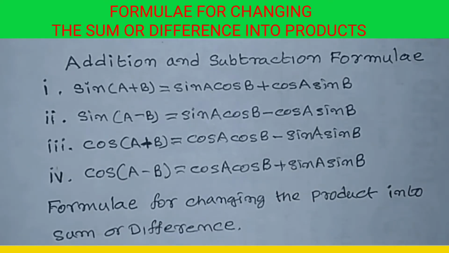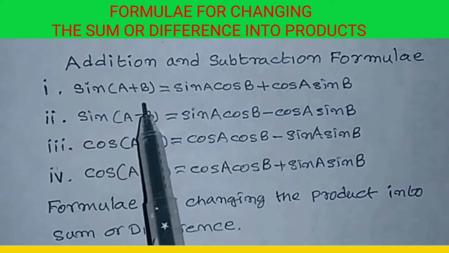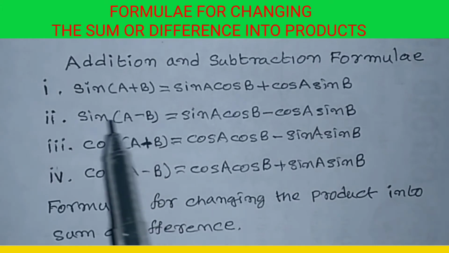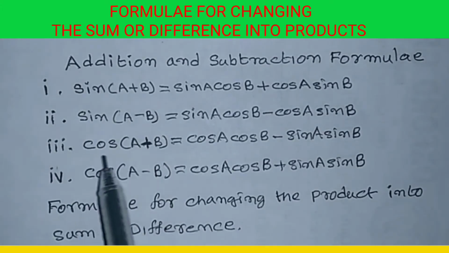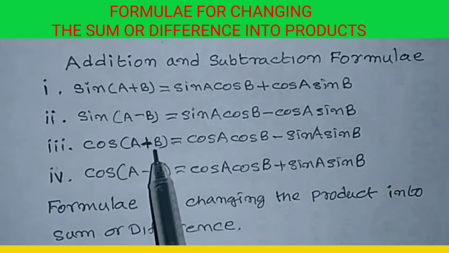Formula for changing the product into sum or difference. Sum means addition, difference means subtraction. Sin A plus B plus sin A minus B, or sin A plus B minus sin A minus B. Cos A plus B plus cos A minus B, or cos A plus B minus cos A minus B.